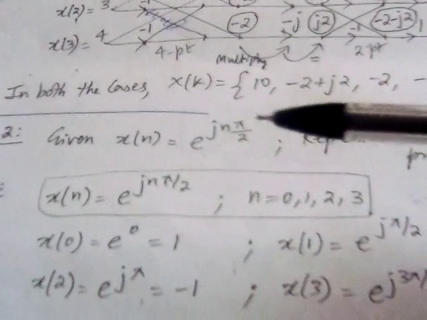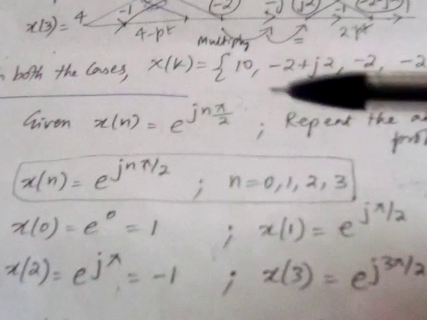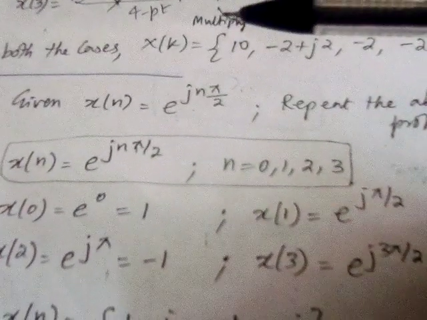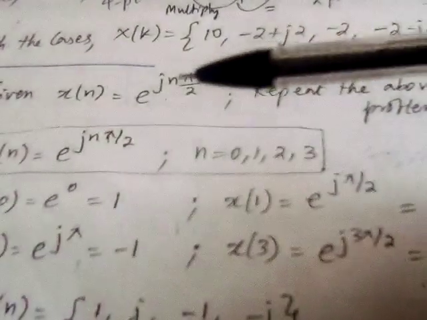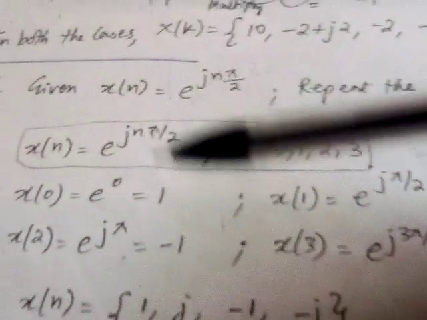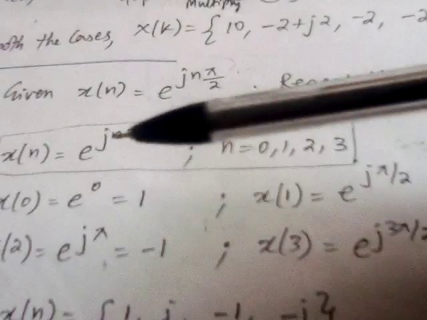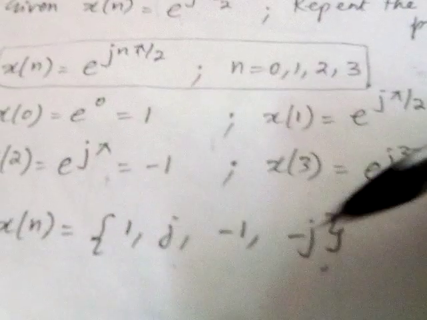Even x of n equal to e power j n pi by 2, do by all the 3 methods. First here the sequence is not given. First find the sequence by putting n equal to 0, 1, 2, 3 here. So e power 0 is 1, e power 1 means e power j pi by 2, which is j. Like that, find the sequence. For this sequence find the 4-point FFT.